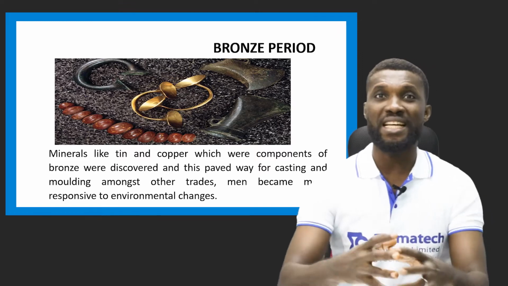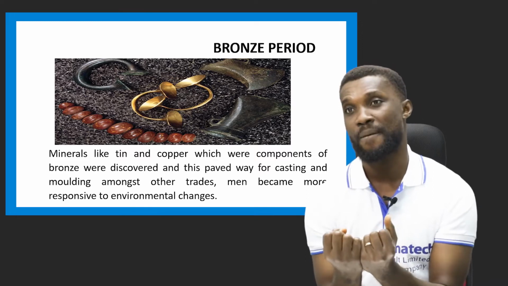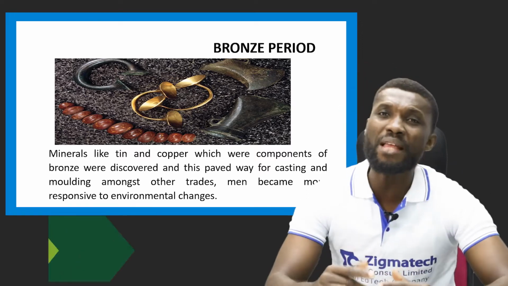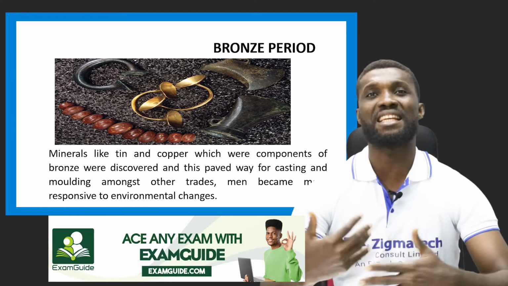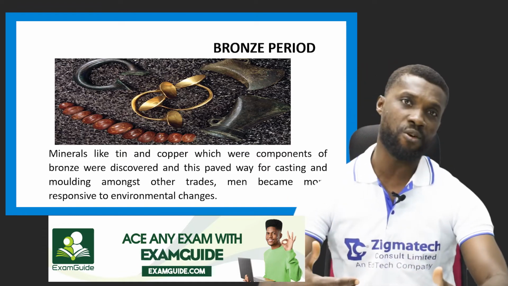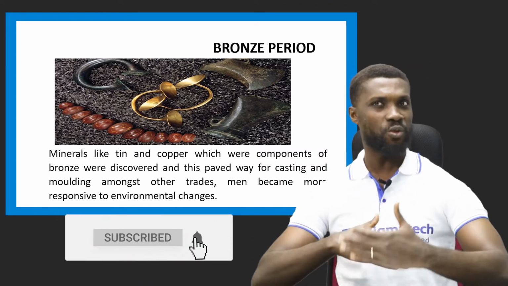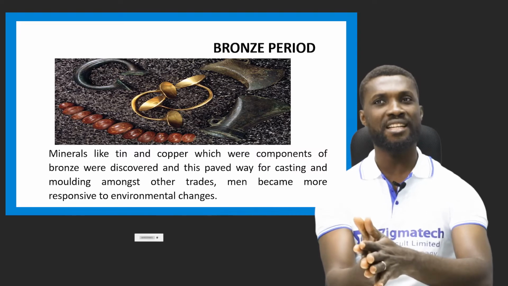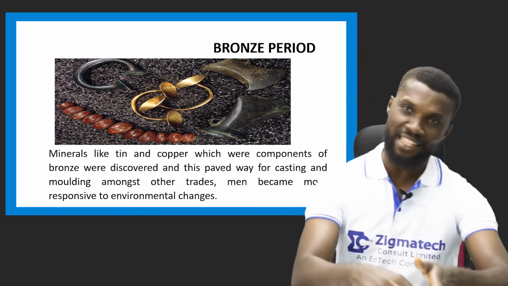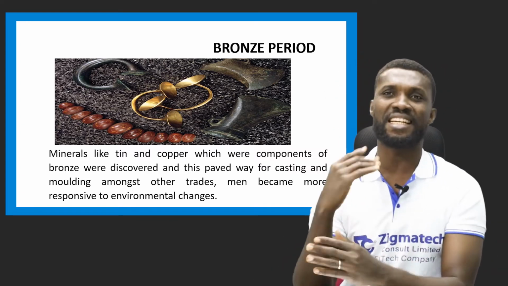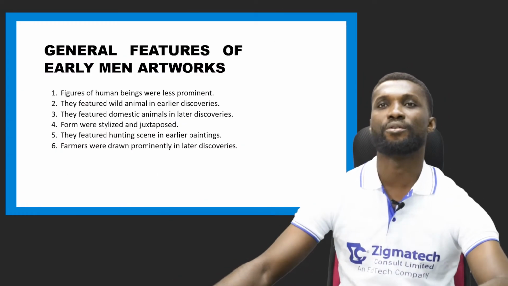Within this period, that was when they created casting and modeling and other forms of artifacts and craft. Now, men became even more responsible to their environment, and they became more adaptive towards the changes that happened in their environment. In this period, they started creating clothes for winter. Notice that we have winter, we have summer, and then we have spring. Right here in Nigeria, we have the dry season and then the rainy season. So men started understanding their nature. They started responding to their immediate environment in this period.